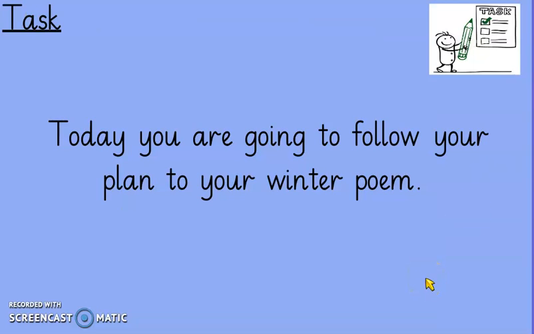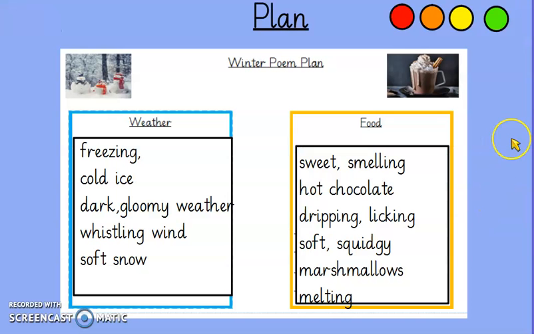Okay, so your task today is to follow your plan. When you planned your vocabulary for yesterday's lesson, you're going to use that plan to write your own winter poem. This was my plan from yesterday, which I shared with you. I wrote some things about the weather, about the hot chocolate or other type of food that you want to describe. That's entirely up to you. So we had a go at doing those. Today I'm going to use my plan and follow it to write my poem.